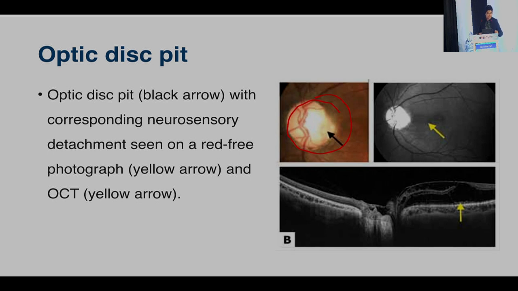What if there is an area of neurosensory detachment over here which cannot be detected if you're not seeing it on OCT? So even though on OCT this is not a mimic because we can see the subretinal fluid from the ODP, the disc feature sometimes mimics glaucoma, and that is why we have to differentiate it with the OCT findings.